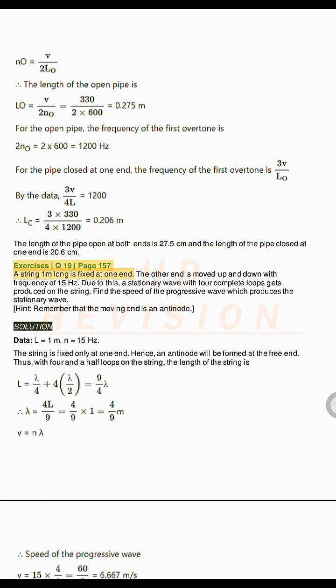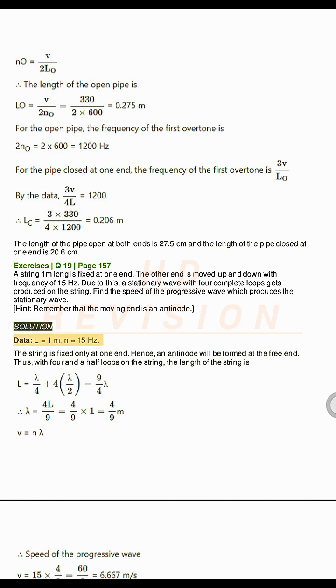Exercises Q19, page 157. A string 1 meter long is fixed at one end. The other end is moved up and down with frequency of 15 Hz. Due to this, a stationary wave with 4 complete loops gets produced on the string. Find the speed of the progressive wave which produces the stationary wave. Hint. Remember that the moving end is an antinode.